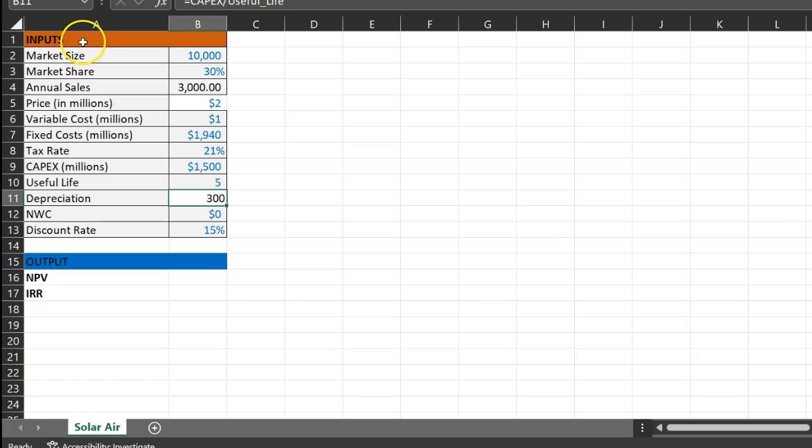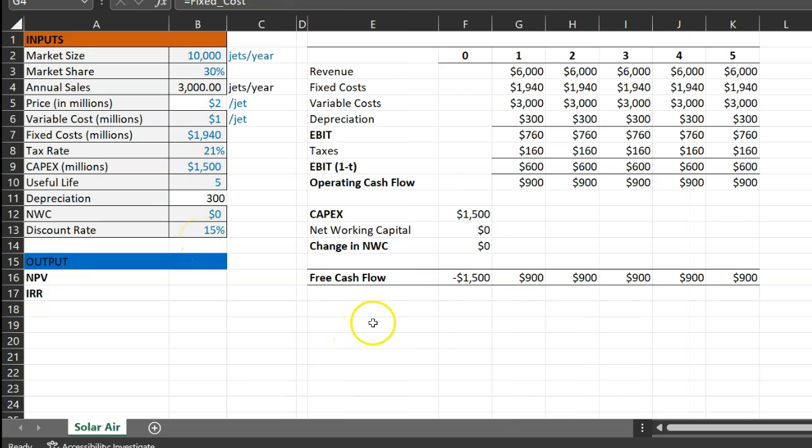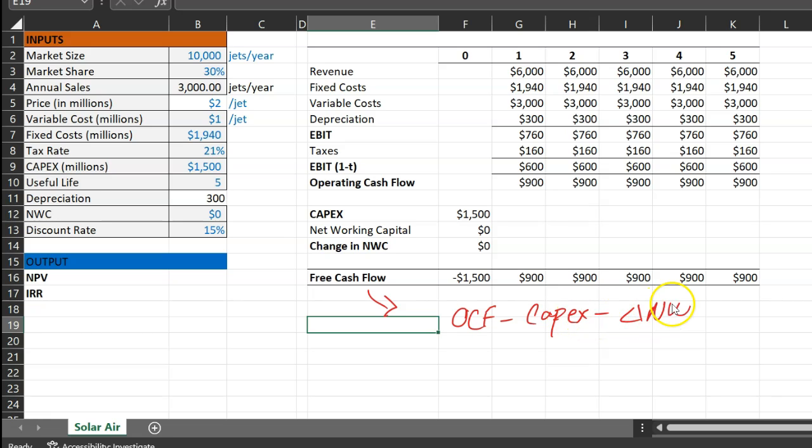The key here is to realize that our NPV calculation and our IRR calculation, which is the output, is going to be a function of all these inputs. So the first thing I'm doing here is estimating the free cash flows that we can hope to generate from this investment. In a separate video, I've talked about how you can calculate free cash flow as operating cash flow minus any capital expenditures, minus changes in net working capital.